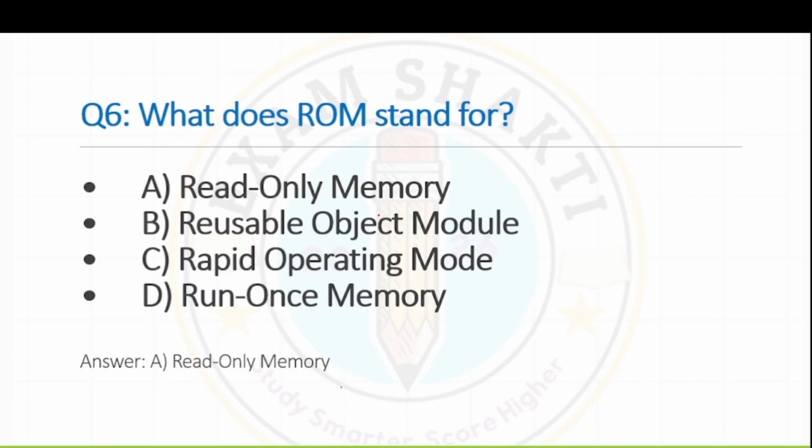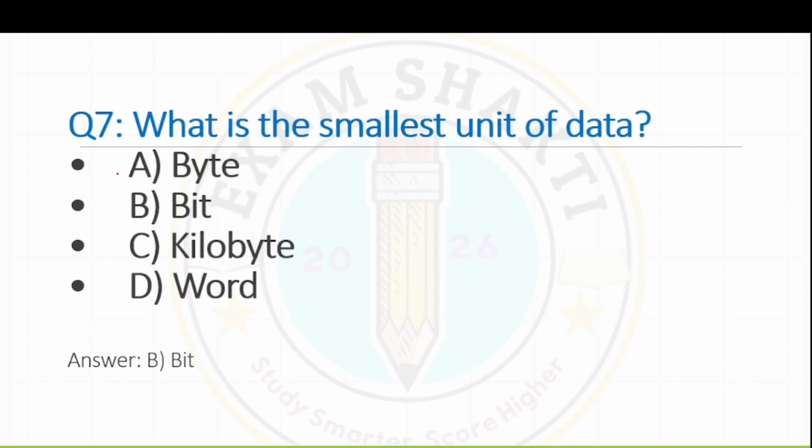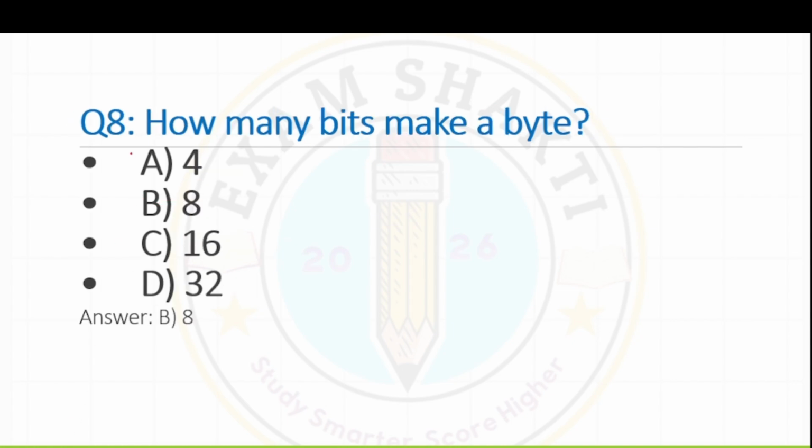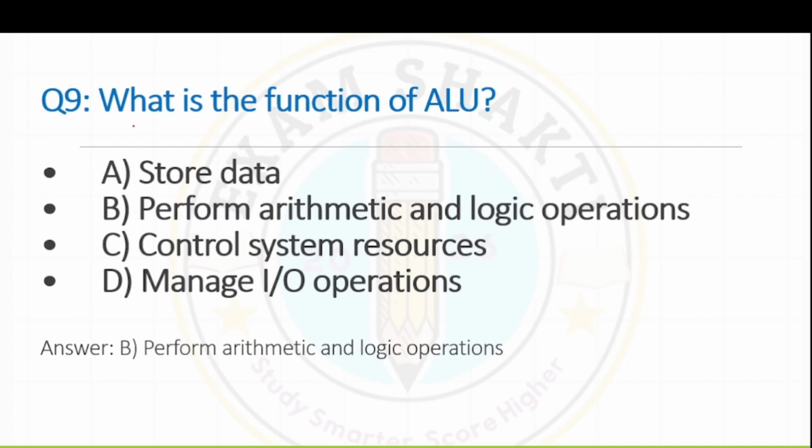What does ROM stand for? Read-only memory, reusable object module, rapid operative mode, run once memory. A, read-only memory. What is the smallest unit of data? Byte, bit, kilobyte, word. B, bit. How many bits make a byte? 4, 8, 16, 32. Answer B, 8.